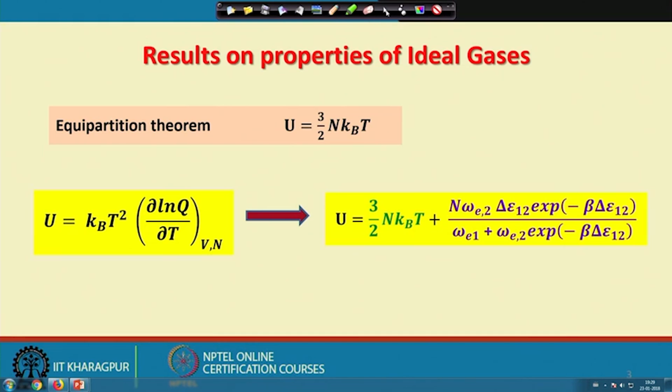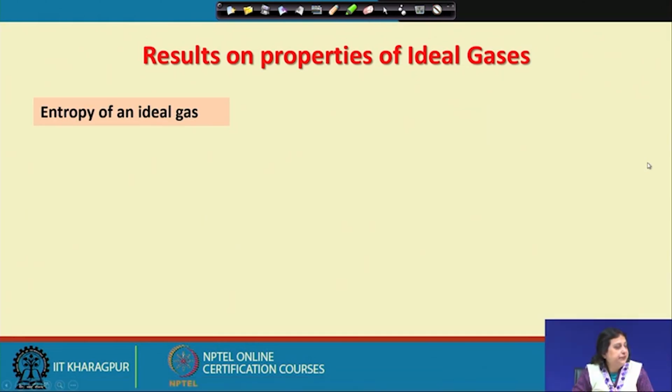So, what we find here is we not only reproduce the equipartition theorem, but also we find out the correction that will be introduced as a result of the existence of the underlying microscopic structure of the atoms. The next thing that I will quickly go through is the entropy of an ideal gas.